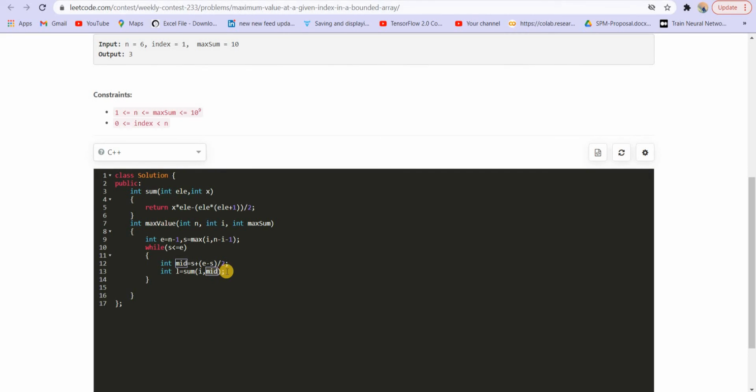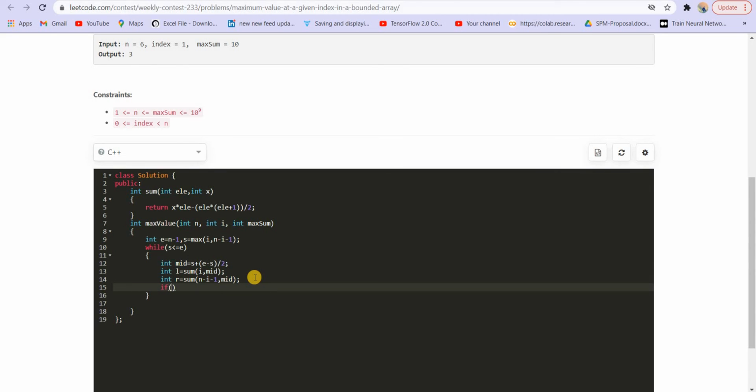This is what I want to keep at the position I. Finding the summation for the right hand side, number of elements on the right hand side is equal to how much? n minus I minus 1. These many elements I have on the right hand side, and again this is the element that I'm choosing to put at the position I.